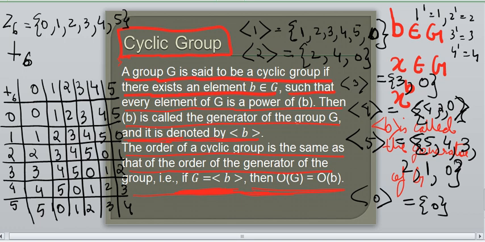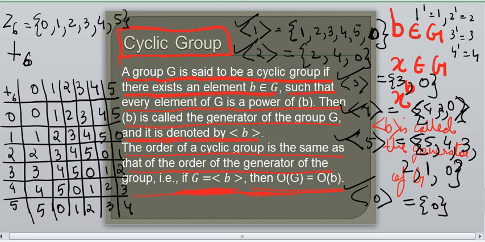Okay, so now if you look very carefully, you will find the generators. What are the generators? The generators are 1, 2, 3, 4, 5 and 6. Every element is a generator. So then what does it say? Then B is called the generator of the group G. So here you can have 1 as the generator of the group, 2 as the generator of the group. Understanding, students? So that is basically about cyclic group.